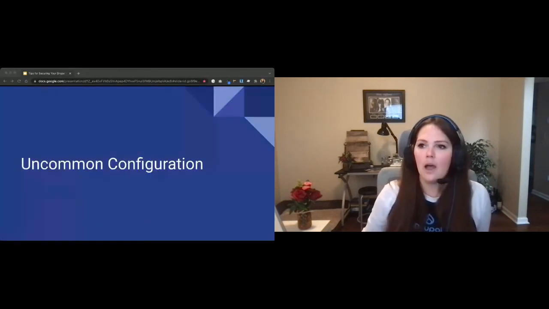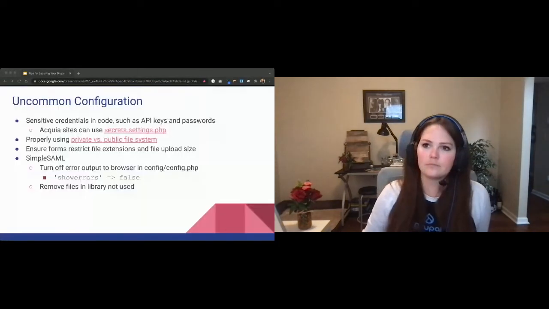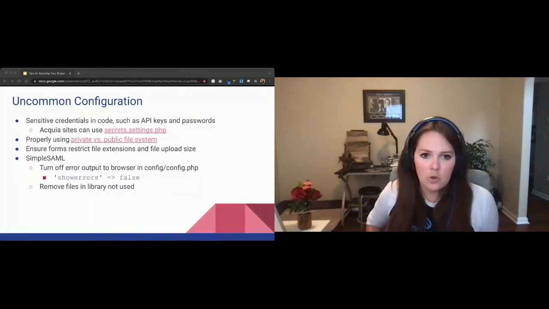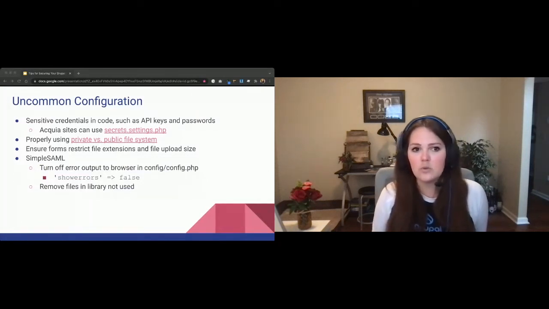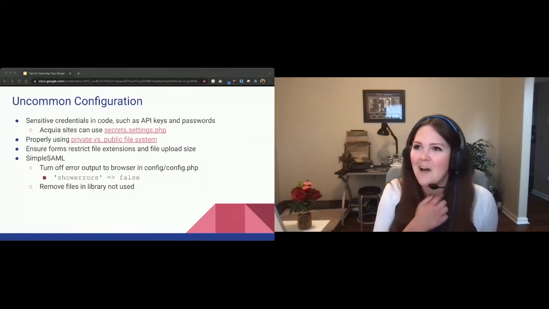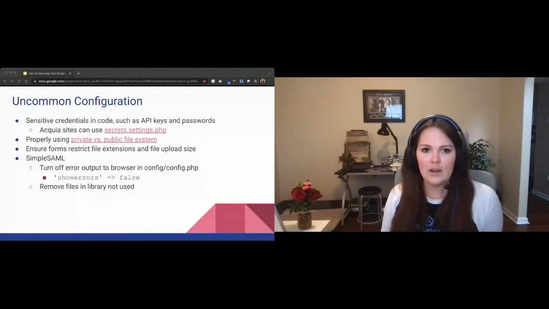All right, I want to get into some perhaps uncommon configuration. The first one is sensitive credentials in your code, such as API keys or passwords, should not be in your code. They should not be git committed. They should not be stored in your repo. Ideally, they're not inside of your Drupal code base anywhere.